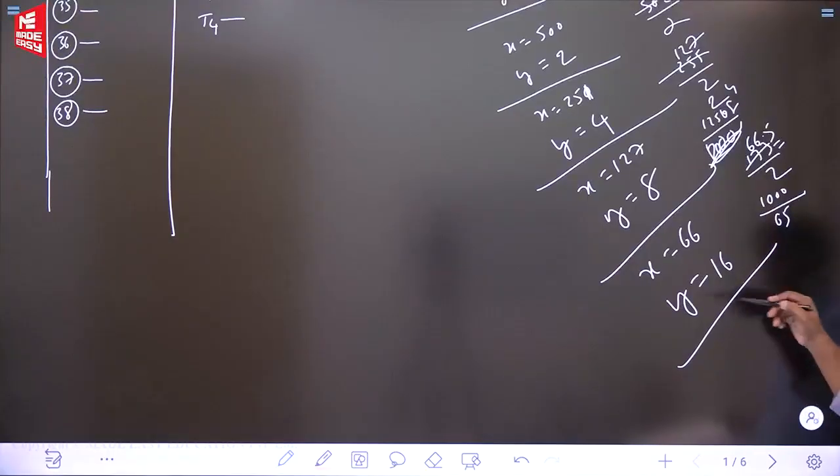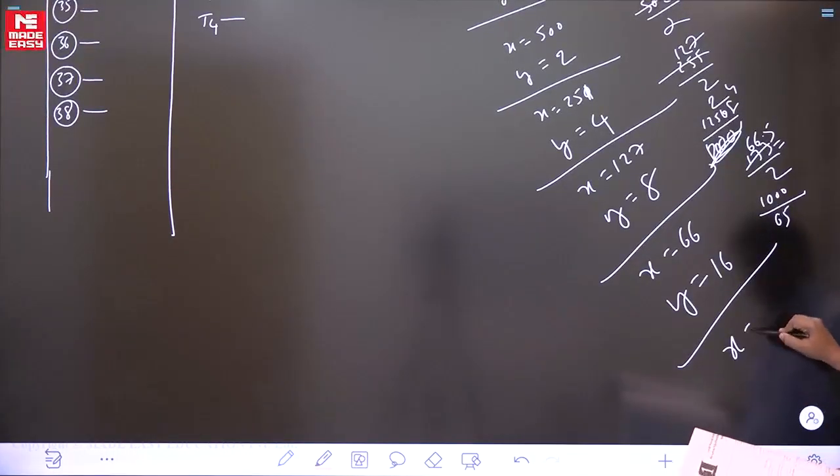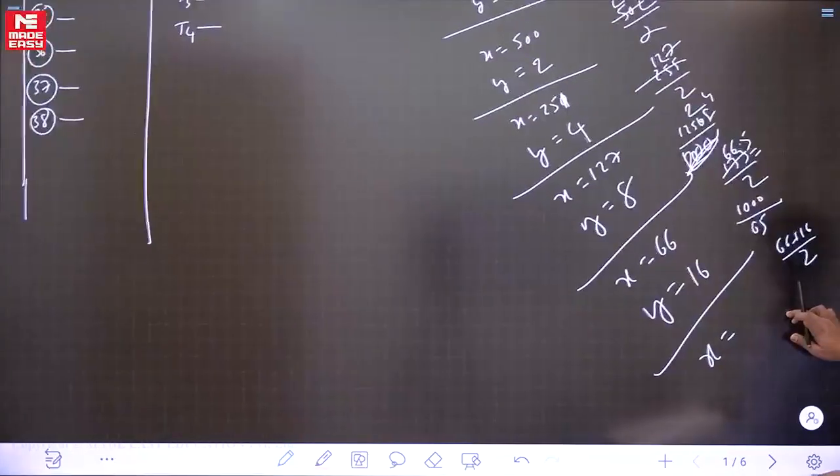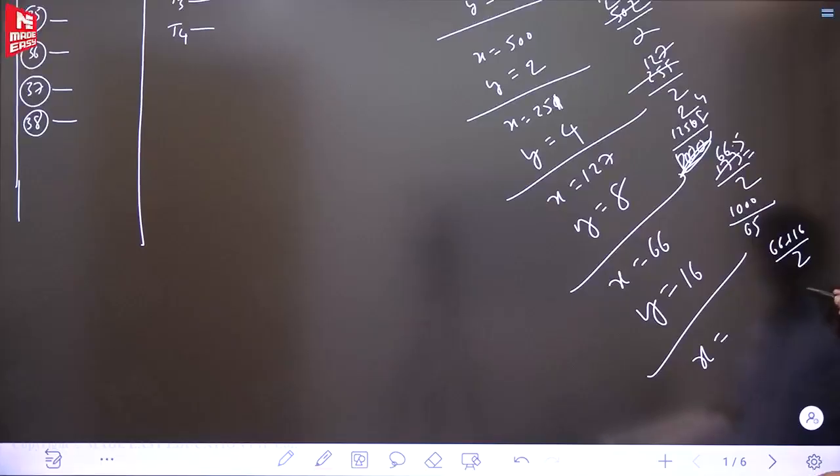Can you help me now? X value becomes next round. What is the answer? X plus y by 2. 66 plus 16 by 2, how much? Which is going to be 82 by 2, what is the answer? 41. Actually, half of this one is going to be maybe 40, half of this one is going to be 32, something like that. It is 41. Assume that. Assume next minor changes.